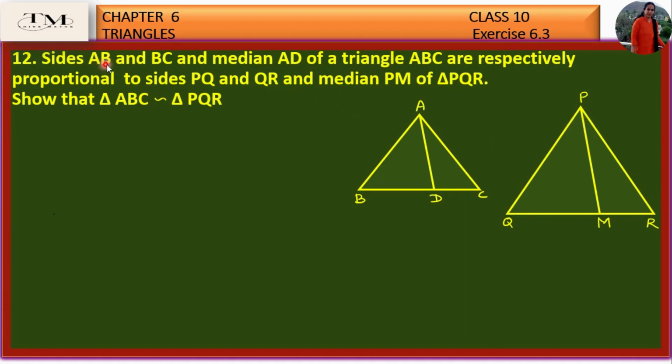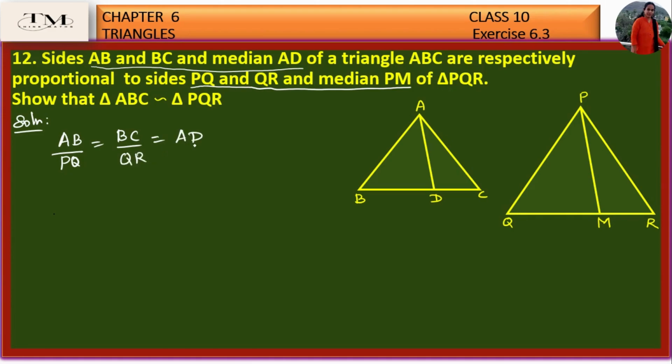So what is given? Sides AB, BC and median AD of a triangle ABC are proportional to sides PQ, QR and median of triangle PQR. So let us write that. So let me start the solution. What is given? AB by PQ is equal to BC by QR equal to AD by PM. So this is given. So AD is the median and PM is also median. What do you know about the median?